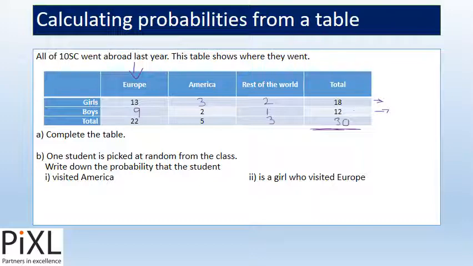One student is picked at random. Write down the probability the student visited America. Well, there are 5 students that visited America out of 30. Now that would cancel down to a 6th. Find the probability it's a girl who visited Europe. Well, there are 13 girls who visited Europe out of 30, and that won't cancel down.